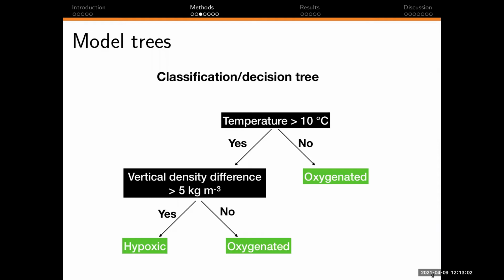To do that, you would take all of your data, develop some sort of rules to split the data. So say whether the temperature is above or below 10 degrees Celsius. Say it's cooler than that, maybe you just label your data as oxygenated. If it's warmer, maybe you would look at the density difference and decide if it's stratified, then maybe you have hypoxic water. Or if it's not, then you would predict that you have oxygenated water. So this is for classification.